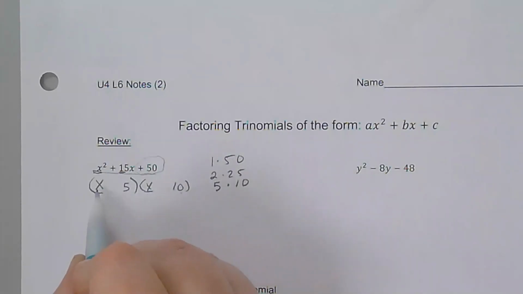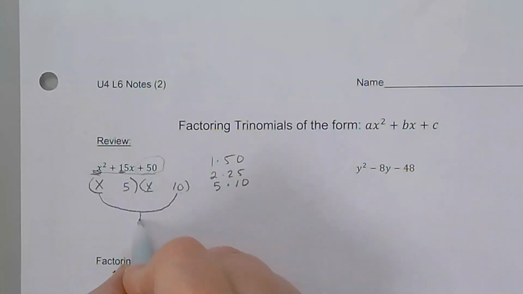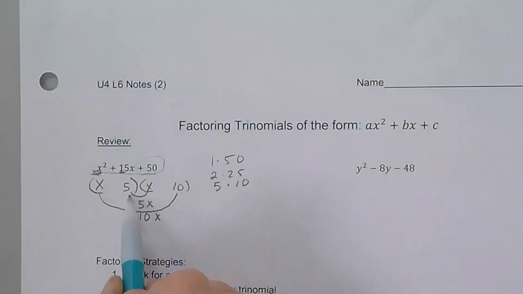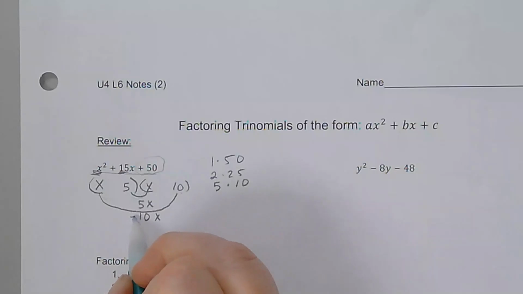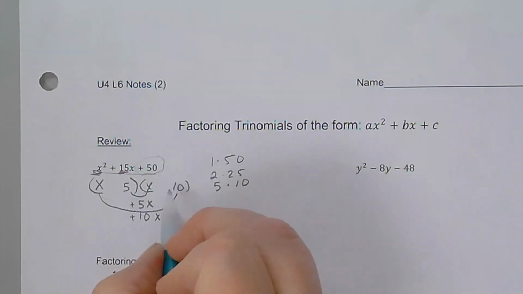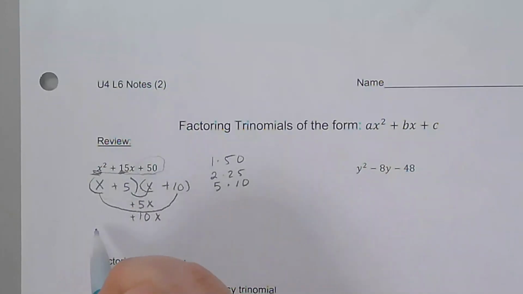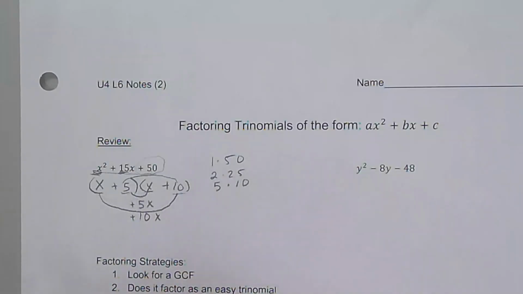Then I'm going to check that when I multiply, I would get what I started with. So x times x would be x squared. x times 10 is 10x, and 5 times x is 5x. I want these two things to add together to give me the number that's right here. So if that says plus 15x, I need to put plus 10 and plus 5. And then the last thing I would do is take this times this to get this last number. And since positive 5 times positive 10 is positive 50, I know that I've factored it correctly.